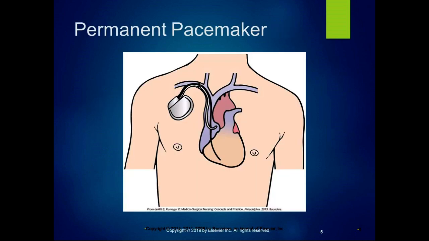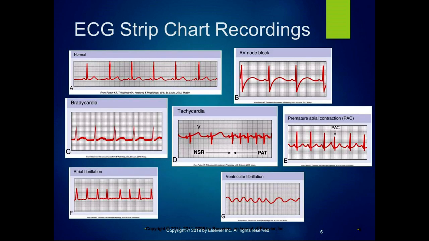So here's what a pacemaker looks like. It's like the phantom view, so you can kind of see what it looks like. And you can see when somebody has a pacemaker, they usually have a little incision on the front of their chest, and you can feel the pacemaker under it a lot of times. And that pacemaker, its wire goes right into the heart, and it takes over when the sinoatrial node is not doing its job. So these are from the book, ECG strip recordings.